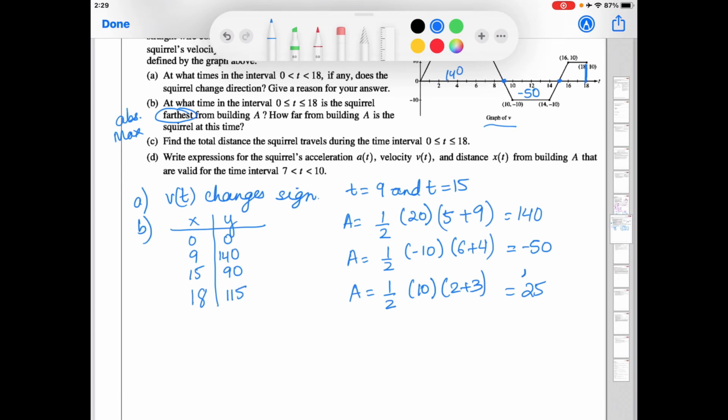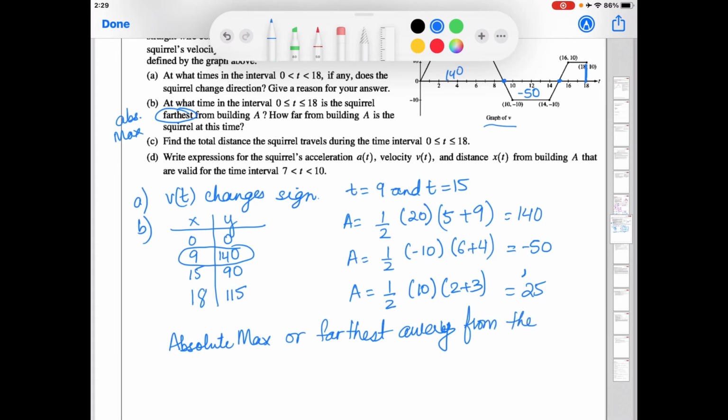So your absolute max is 140. That is the farthest away from the building, when the squirrel is farthest away. So the absolute max, or farthest away from the building, is 140 at x equals 9.